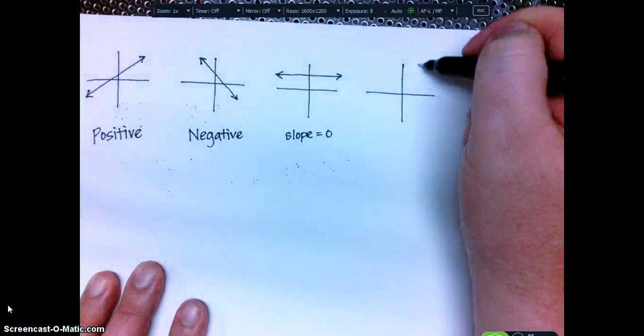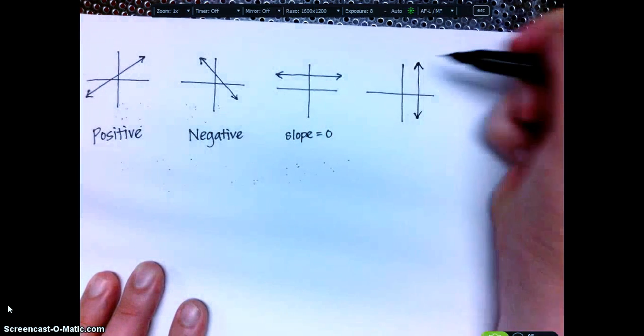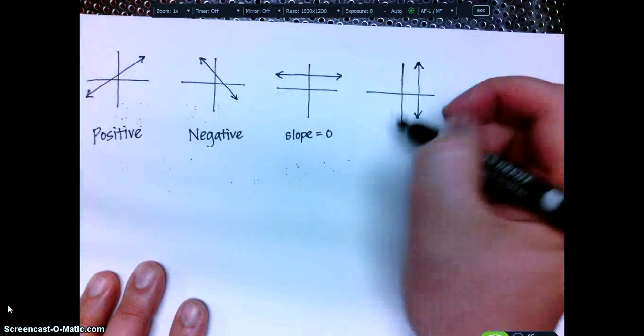But again, if you have a vertical line, I cannot figure out the value of that slope, so we will always call that undefined.